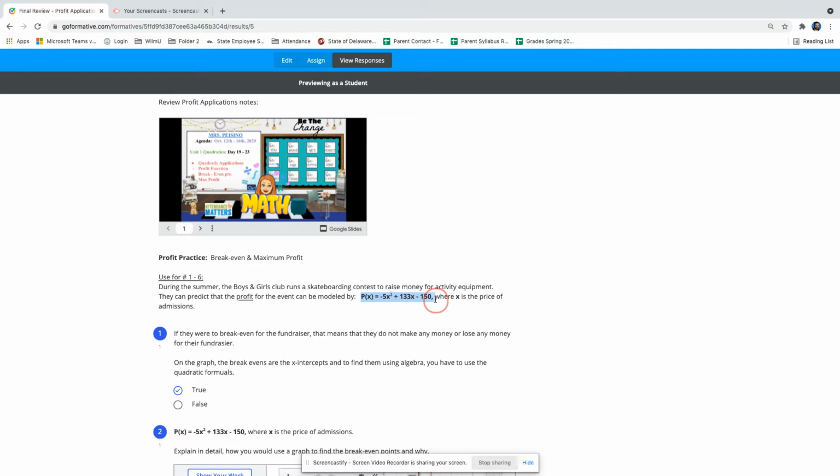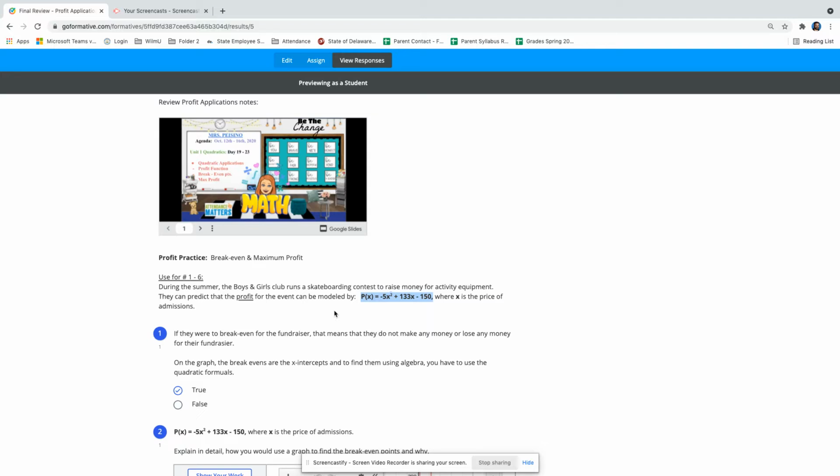In this case, it's this quadratic right here, where X is the price of admissions for a Boys and Girls Club skateboarding contest. And when you plug in X, it will give you back the profit, which is the money that you make after all your expenses.